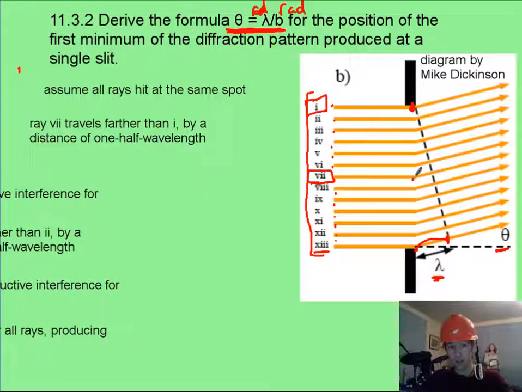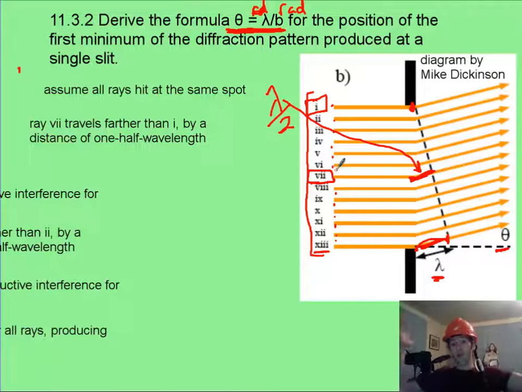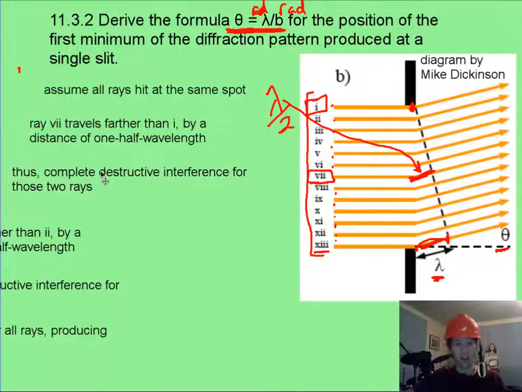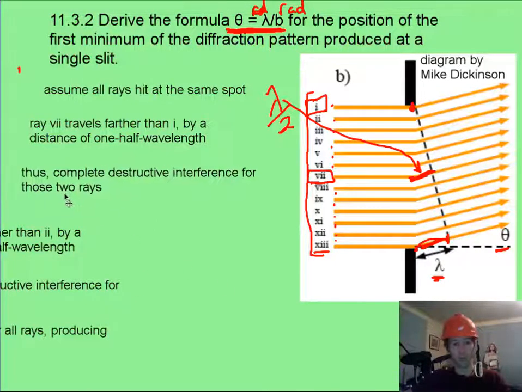Now, you can also say that ray 7, if this is lambda, ray 7, which is right in the middle, this distance here is going to be half a wavelength, lambda over 2. And that's how much farther 7 has to go. Hopefully you remember from the last time, if something's going an extra half wavelength, it's out of phase. Bad things are going to happen because they are going to come together, and if you're out of phase by half a wavelength, destructive interference from those two rays alone, only.